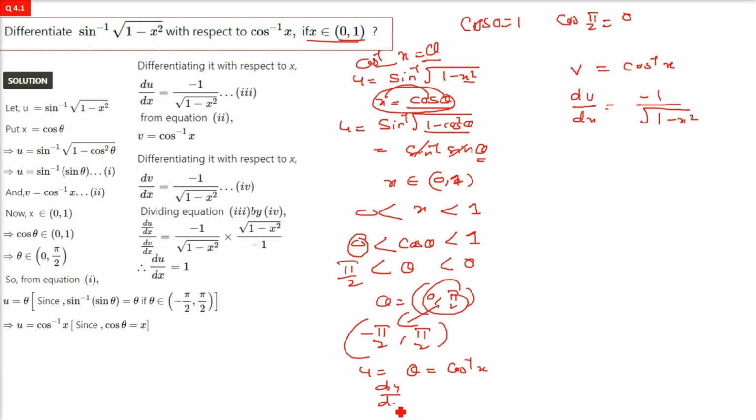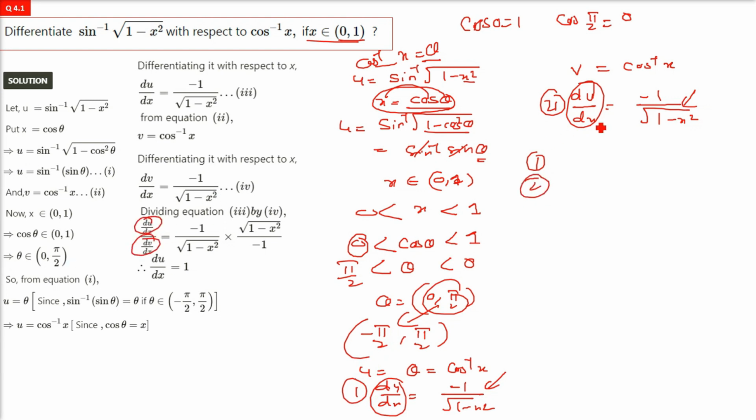Du by dx will be the derivative of cos inverse x, which is minus 1 by under root 1 minus x square. Now if you see very closely, du by dx and dv by dx are exactly the same. So if you divide them, you are going to get 1, that is, 1 divided by 1. Since visually I can see they both are the same, it's 1. You have to divide them properly, show them to the examiner, and then it is 1.